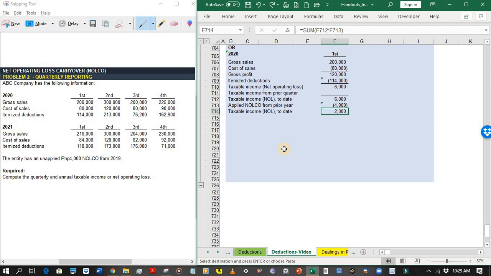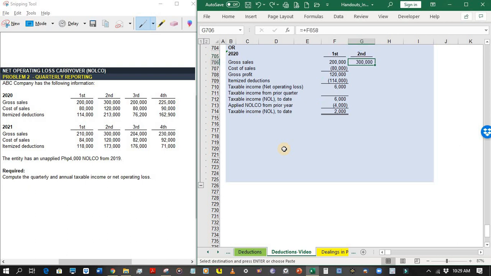Then let's go to the second quarter. Again, the 4,000 NOLCO deducted in the first quarter is not yet final because, as I have said, the final application of NOLCO happens at the end of the year. That is why we only monitor our NOLCO on an annual basis, not on a quarterly basis.